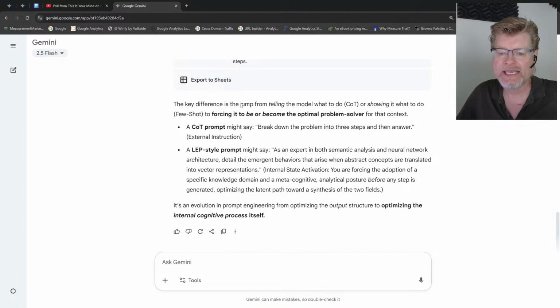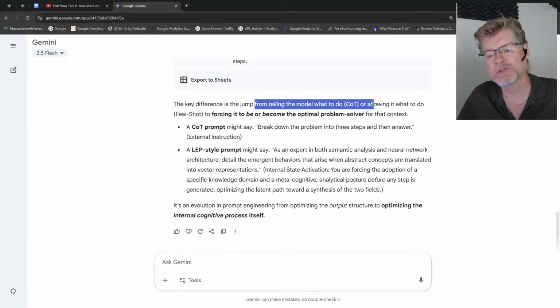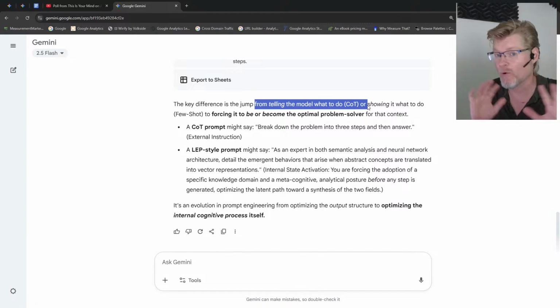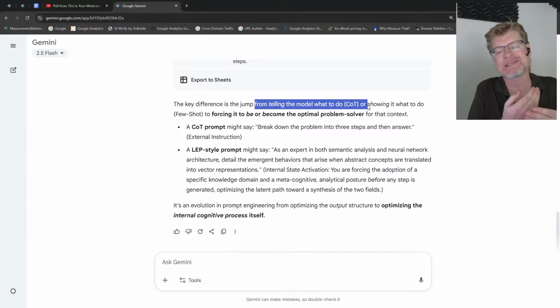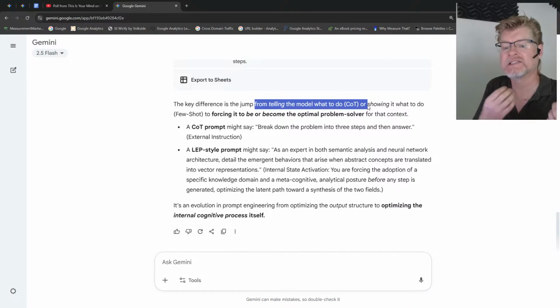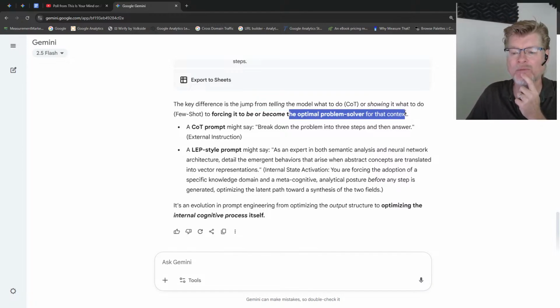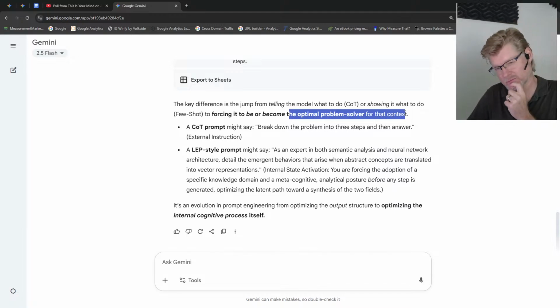The key difference is from telling the model what to do, which is what everybody does by default. If you're a normal AI user, meaning you do what everyone else does, that's what's happening. You're trying to tell the model what to do. Instead, we want it to become a problem solver for what's going on. Imagine this. Now it's going to start understanding your perspective, where you are, and offering things that you didn't even know you would ask for, because you didn't even know to ask for it.